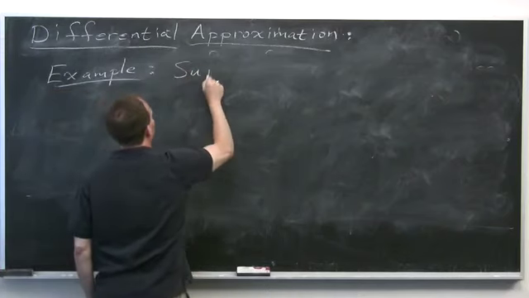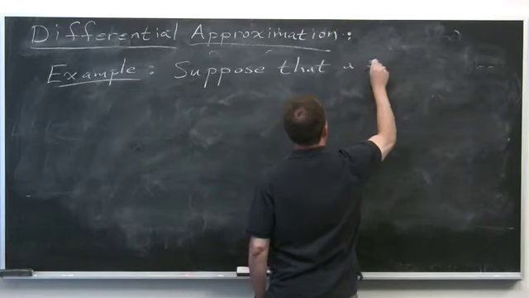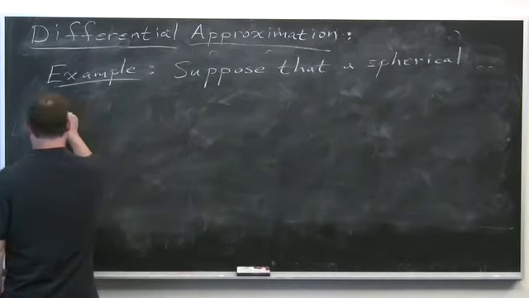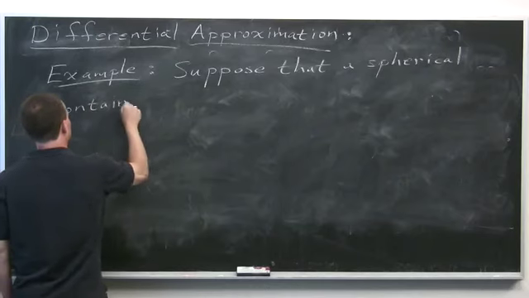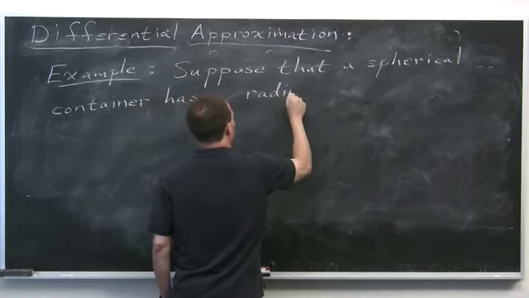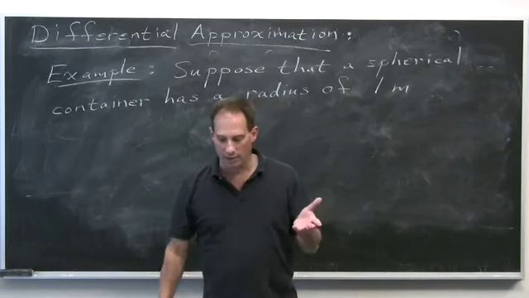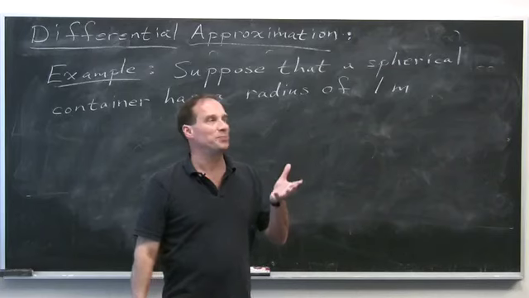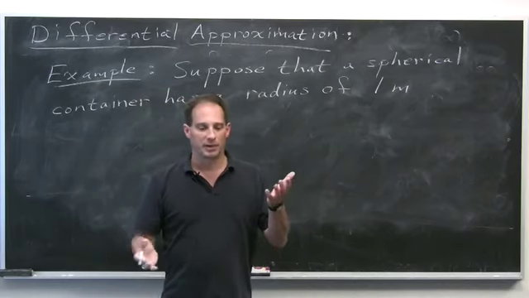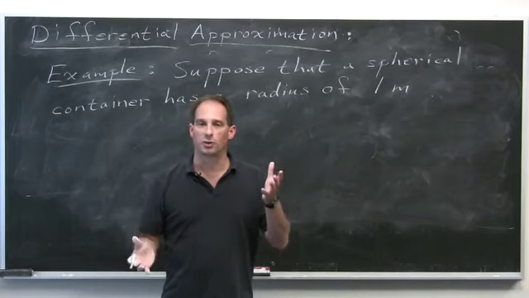Suppose a spherical container has a radius of 1 meter. So we've got this spherical container. It has a radius of 1 meter, but whenever people make physical measurements, they're aware of the fact that because of their measuring equipment or just the whole physical situation, there could be some error in their measurement.